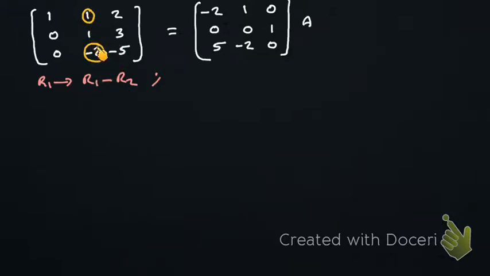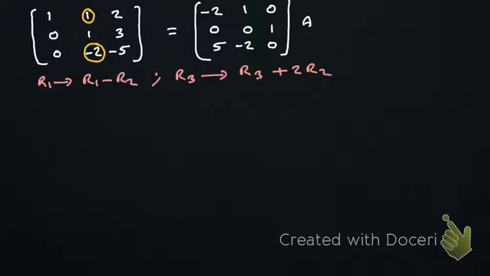And how will I get 0 in this position? It's on R3. R3 changes to R3 plus twice of R2. To minus 2, I add double of 1. So minus 2 plus 2 will make it 0. So R3 changes to R3 plus twice of R2.